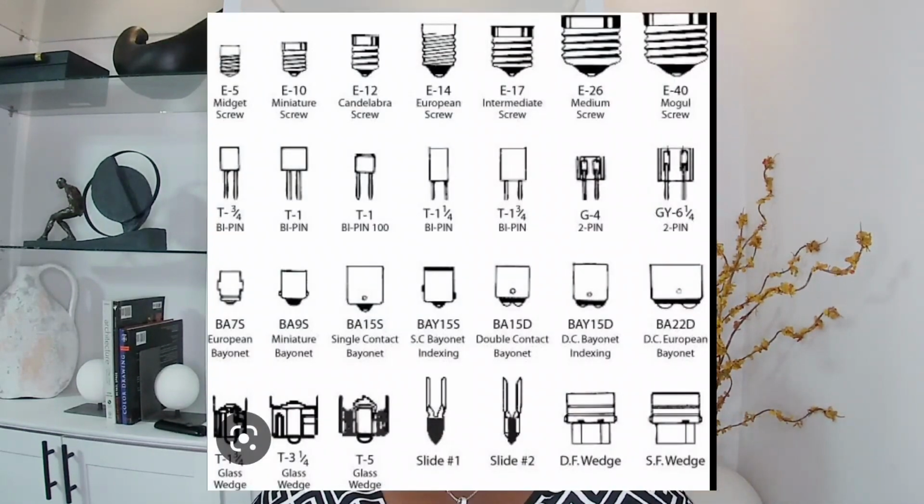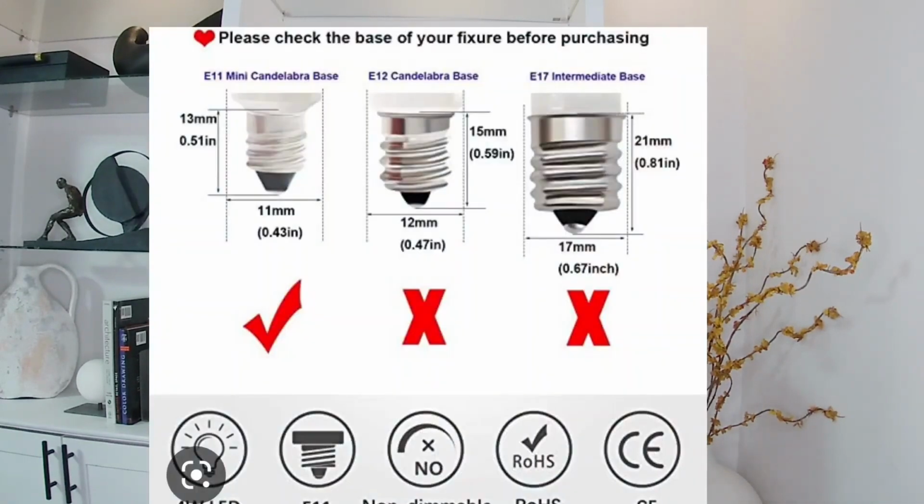Another thing we're going to talk about with fixtures is the base. So we have to remember there are types of bases that lights come with. One of the major ones is medium base. So we're going to get into that so that you would know when you're purchasing any light fixture, you need to read the description and look for what base that light comes with, because it's going to tell you what size bulb you need for your light fixture.